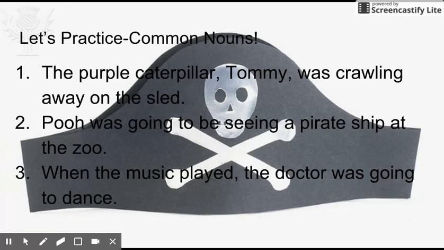All right, so now that you have this under your belts, Grammar Pirates, in these sentences, please find all of the common nouns. So I want you to write down just the common nouns. You're totally ready for this. Number 1, the purple caterpillar, Tommy, was crawling away on the sled. Number 2, Pooh was going to be seeing a pirate ship at the zoo. And number 3, when the music played, the doctor was going to dance.